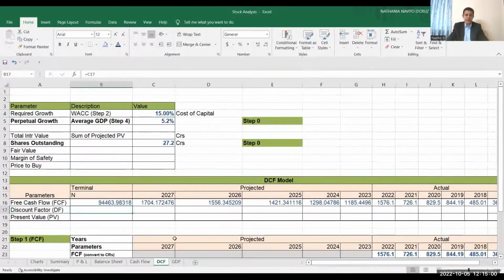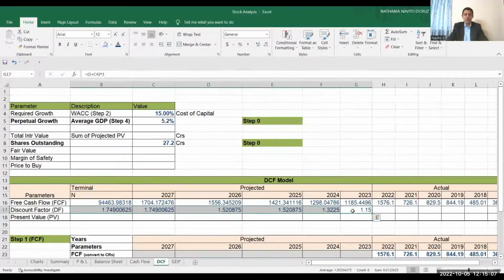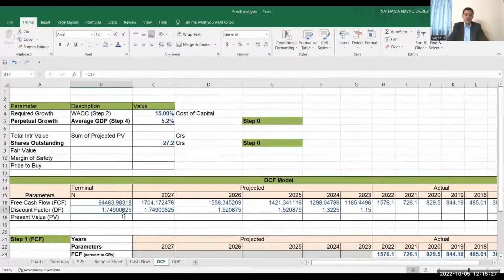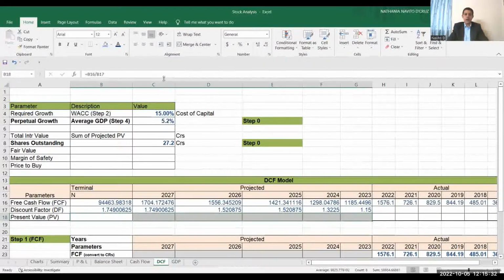Based on 15%, let us calculate our discounted rate. So these are the values which I highlighted here. These are the discounted rates to be used. So 1 plus C4 raised to the power of the year. Because the first projected year is going to be 1, the subsequent projected years are going to be 2, 3, 4, and 5. And then for the terminal value, we are going to use the same value as the last projected year. And once we have this, we divide the future cash flow with the discount factor to get the present value of all the free cash flows.